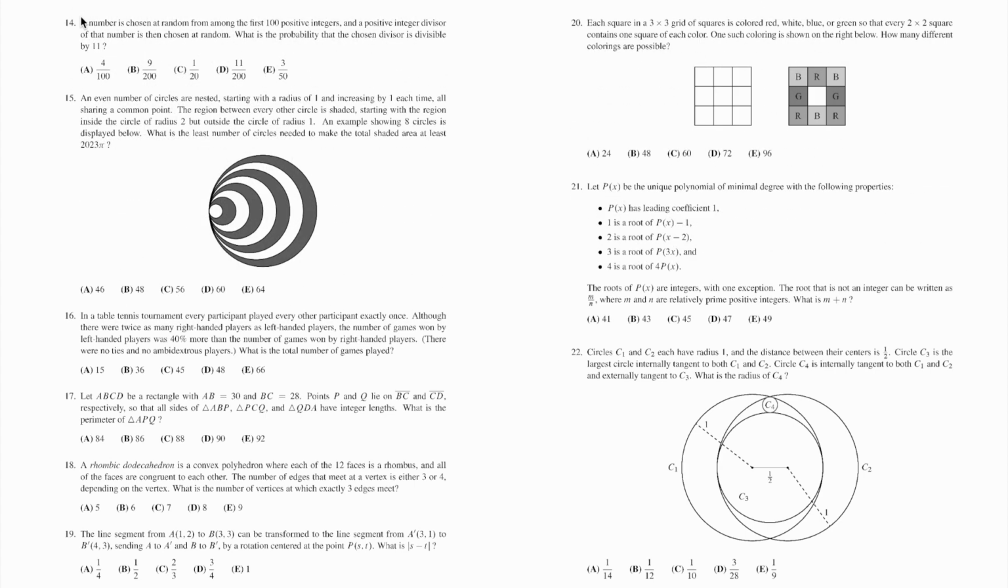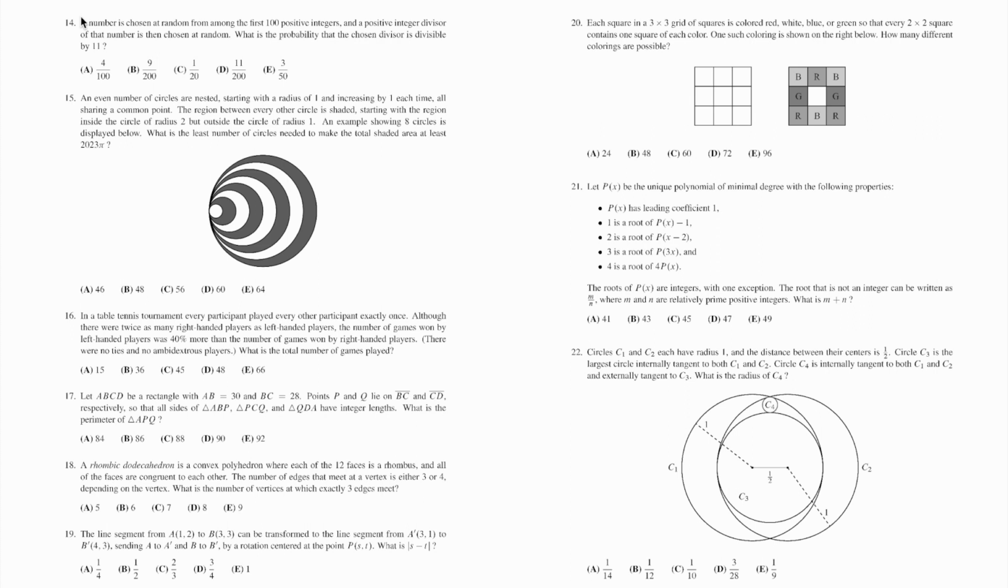Okay, 14, pretty easy problem. It's just 9 over 100 times 1/2, because you have to choose a number that's a multiple of 11, and once you choose that, the probability the chosen divisor is divisible by 11 out of that number is always going to be 1/2, because you can either have 11 or not have 11. Pretty classic problem 14, maybe a little bit easier.